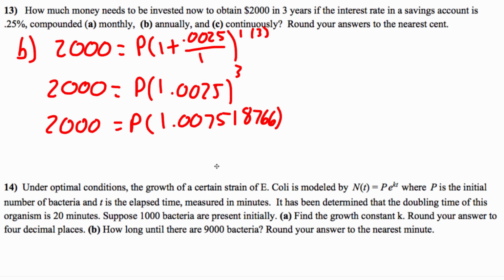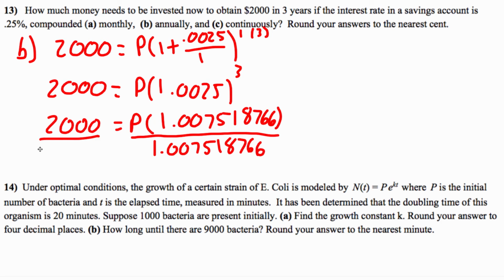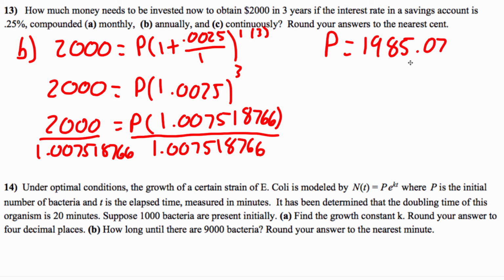1.007518766. And then just like we did on the last one, in order to get P all by itself, we're going to divide by that big long decimal. And when we do that, we should get P equals $1,985.07. So very, very close to what we got on the last one, but just a little bit different.